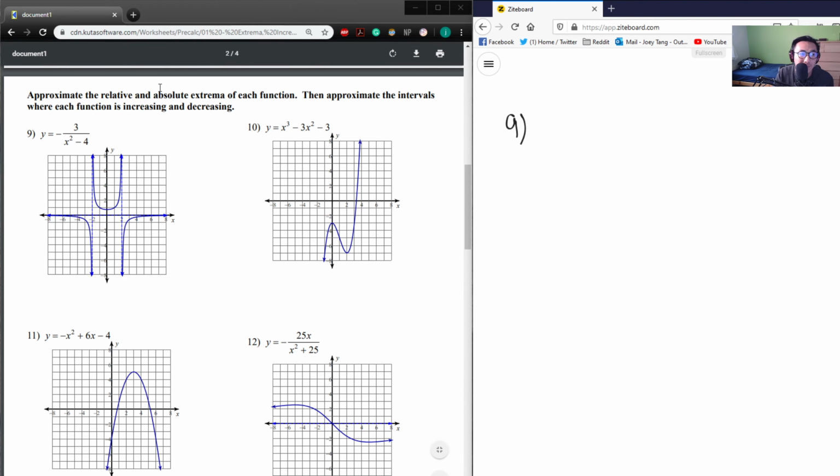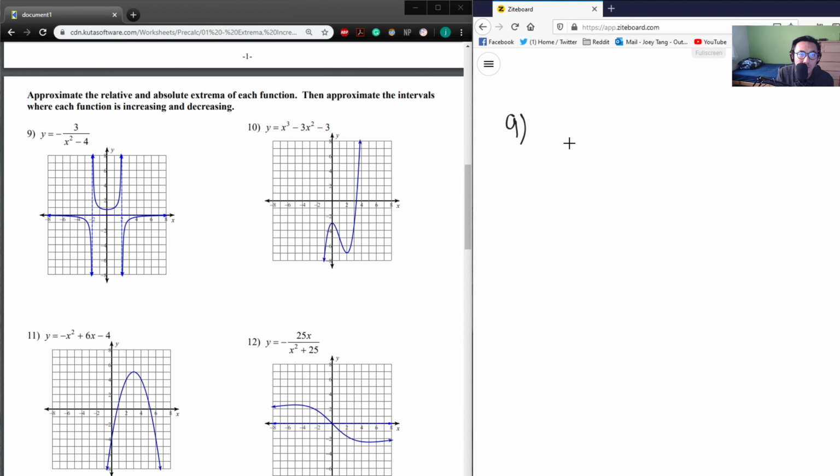it's relative and absolute extrema. Let me clarify this as well. It's relative absolute, and we might have an absolute or we might not have. So let's write relative for now, and then we'll erase it if it's absolute. So this is relative. So we have relative max and relative min, right? So let's figure it out.